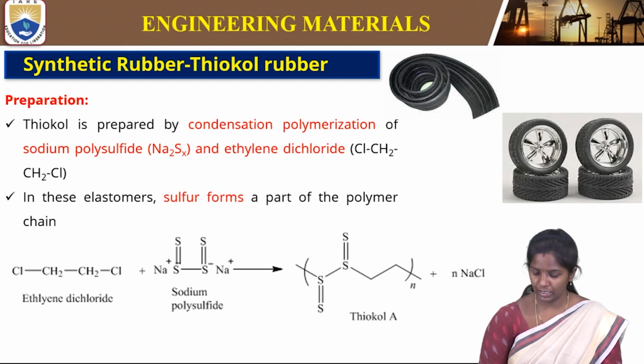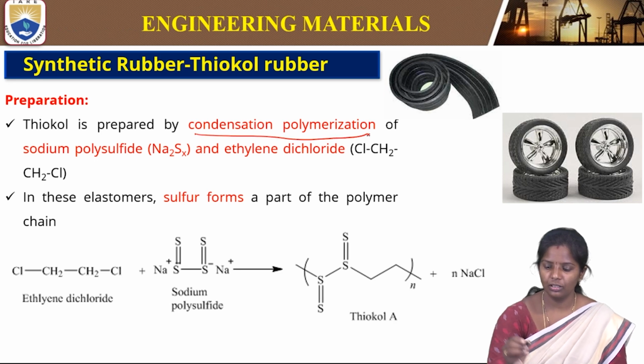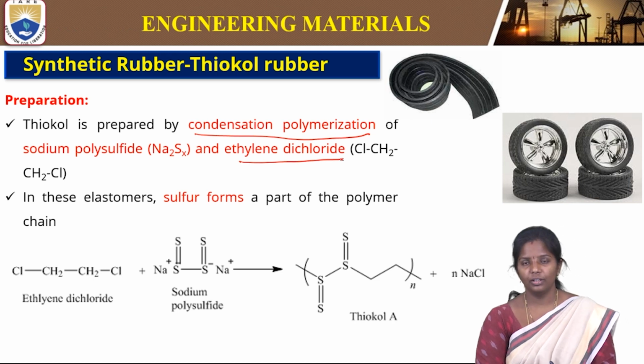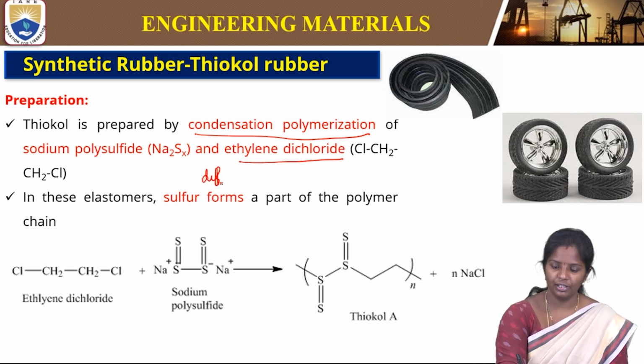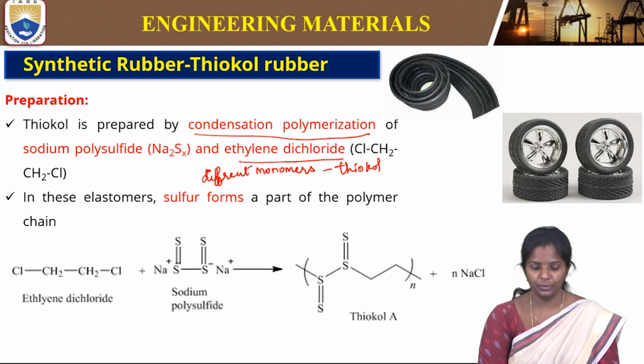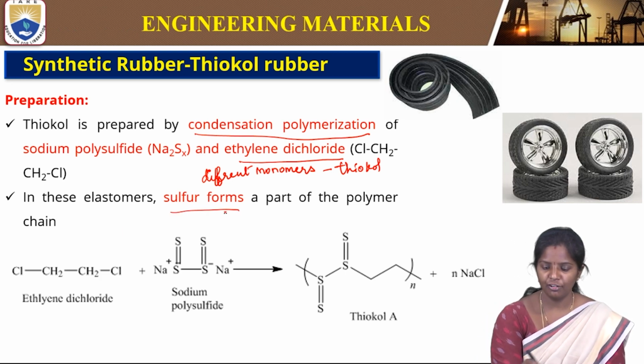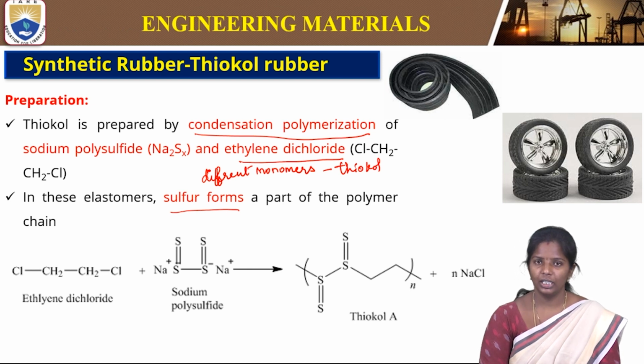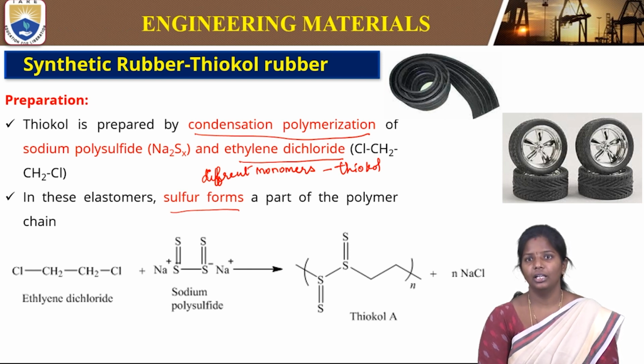The other type of synthetic rubber is the thiocol rubber. It is prepared by condensation polymerization of sodium polysulfide and ethylene dichloride. These are the two different monomers used to form thiocol rubber, so it is called a copolymer. In these elastomers, sulfur forms a part of the chain. We do not really introduce the sulfur. It is from the monomeric unit that is already present.